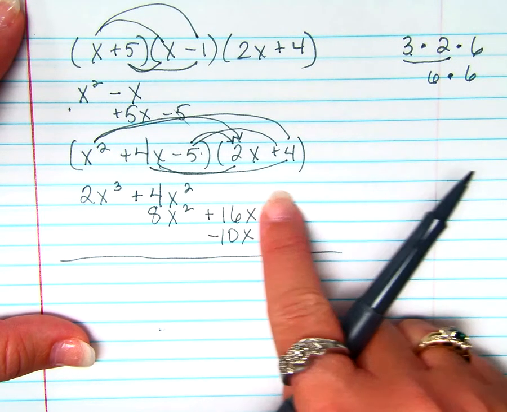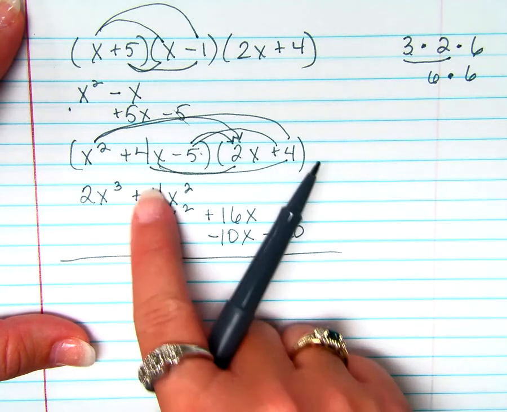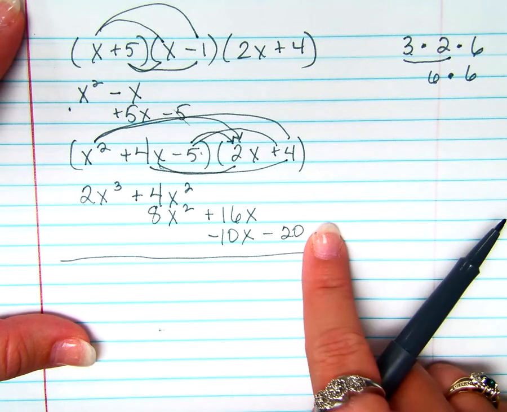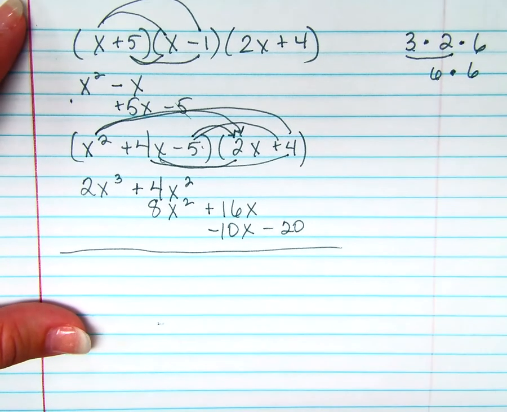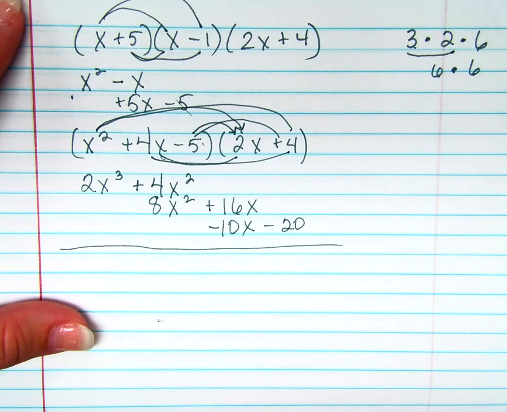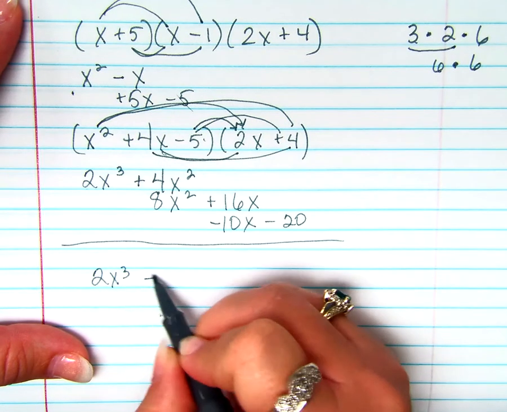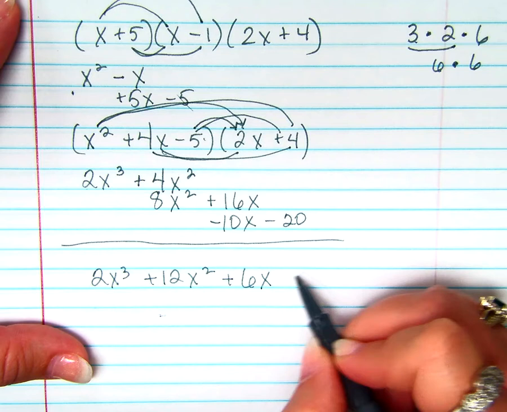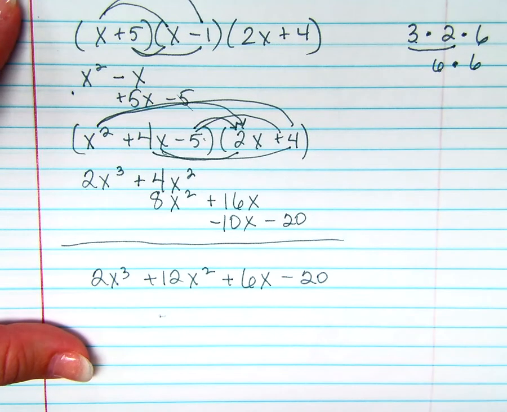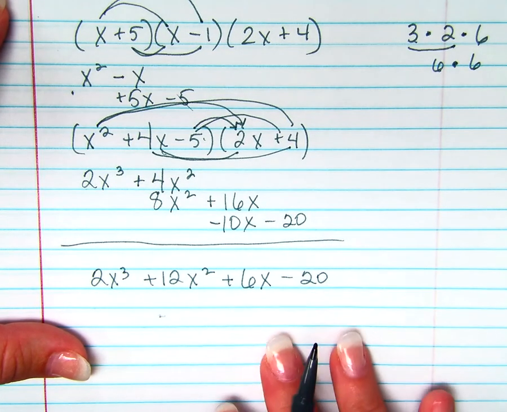Now I just have to combine all my like terms. Guys, and let me make this clear. You can absolutely write this vertically. You can write it all in one row. I like to write things above and below each other just so I can keep track of everything a little bit easier. That's just a personal thing for me. That's not a requirement for you. Okay? 2x to the third plus 12x squared plus 6x minus 20. Yes? Questions?